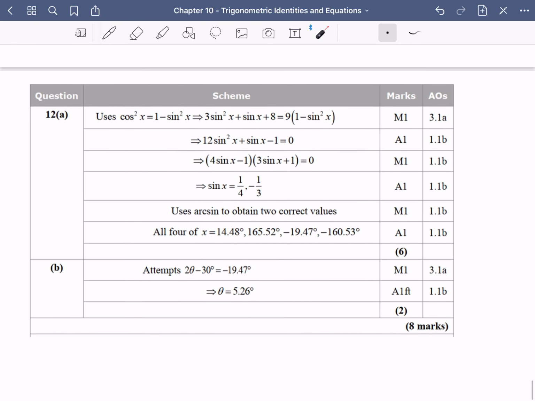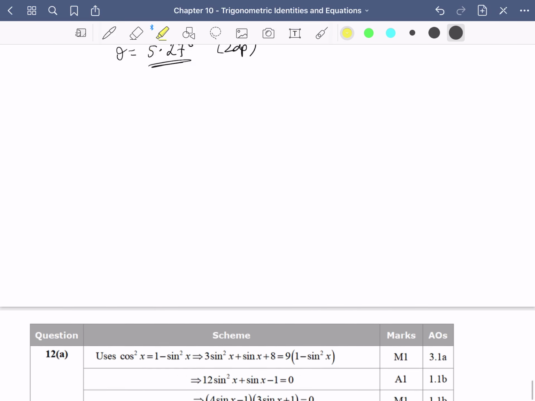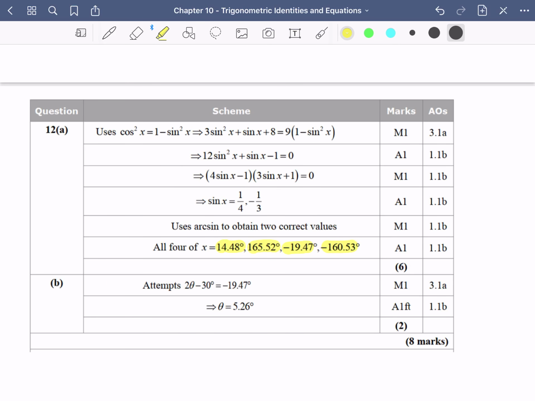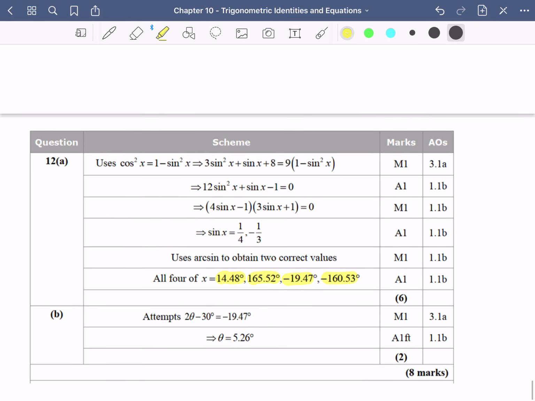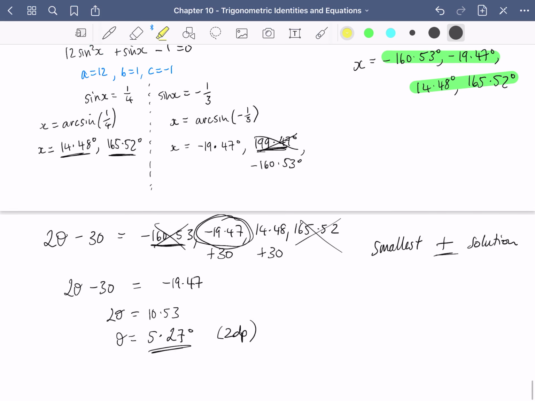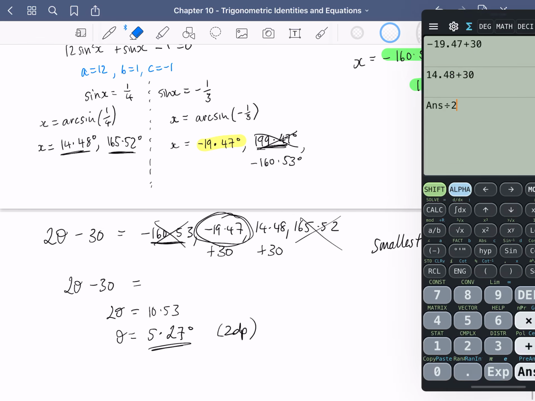So, I need to double check why it's at 5.26. Okay, so we've got these different solutions for the first bit, 14.48, 165.52, 19.47, and 160.53. Those are the ones that we had up in green. For some reason, I changed it from, hang on a sec, 165.52. Oh, I have got them right. It's just they were in a different order. So they've got 5.26. Maybe I need to use the slightly longer version then of this 19.47 that I've got here. So I'm going to just quickly make some amendments there.